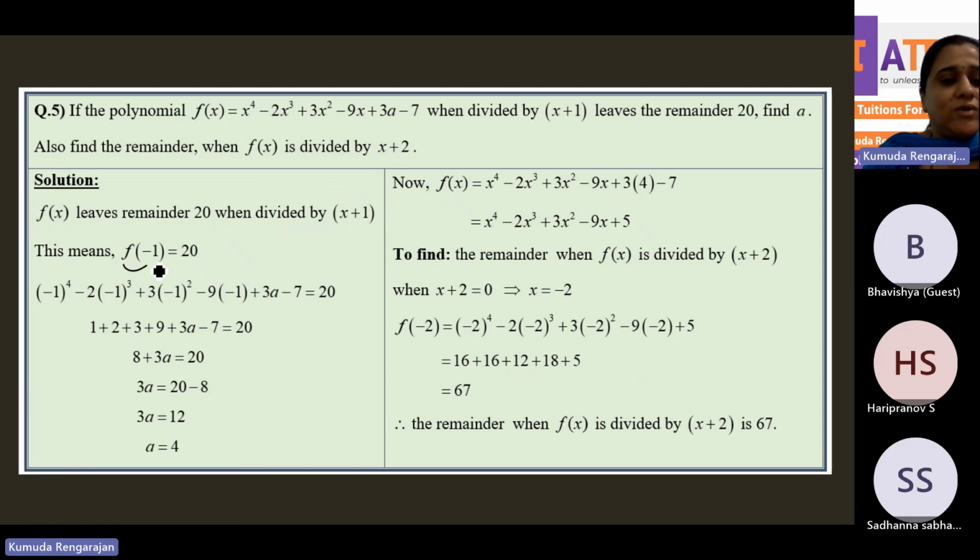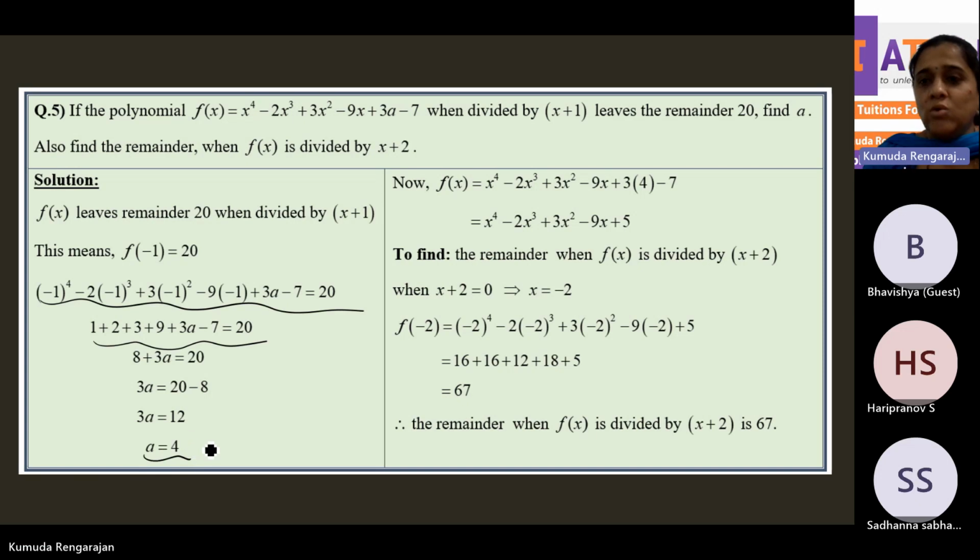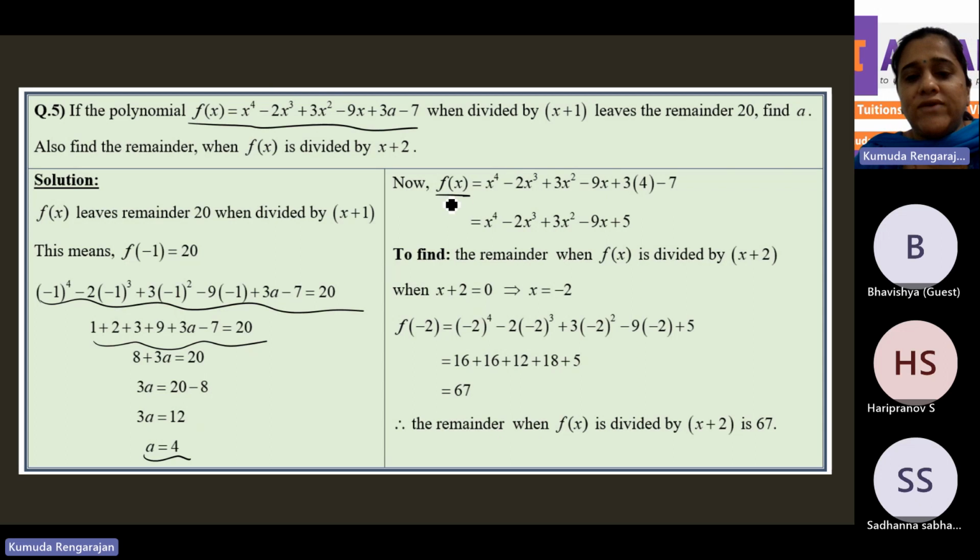So now f of -1 means what? In f of x, wherever there is x, use -1. For a, you should not put -1. Only x, you should put -1. So substitute like that. On solving, you're able to find the value of a. Now, construct f of x. What is f of x? In this, 3a is 3 into 4, so 3 fours are 12 minus 7. This is 5.